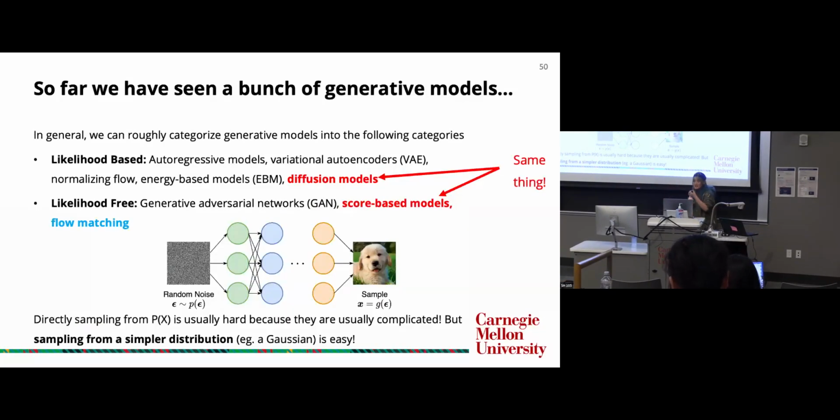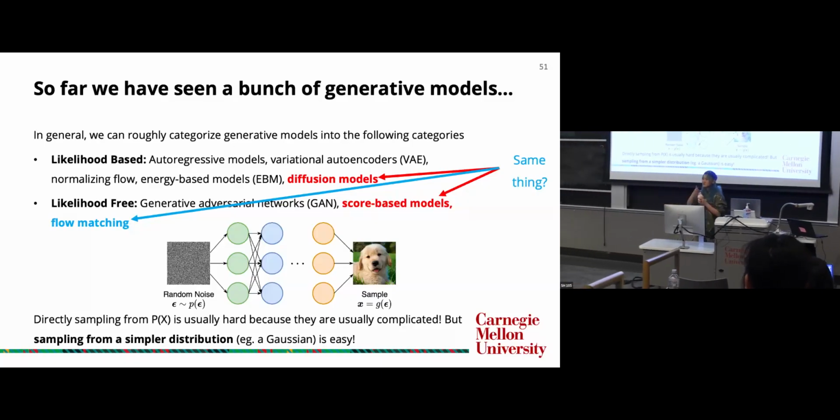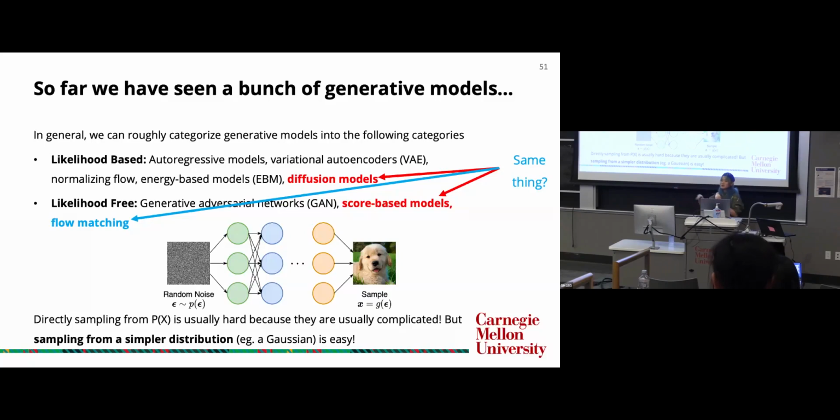Okay, so far we have seen so many generative models, and we know that the diffusion model and score-based model are the same thing, and today we learn flow matching. Now, the question is, is flow matching also the same thing? Because if you think about it, you're also adding a lot of noise and then denoising. You have a lot of noisy samples in the middle. Are they the same thing? What do we think?